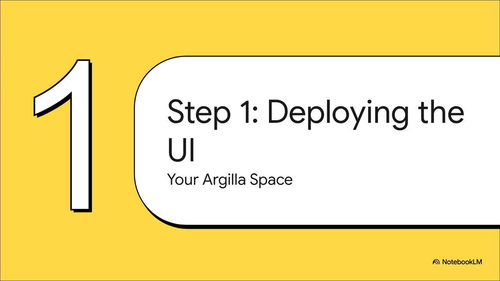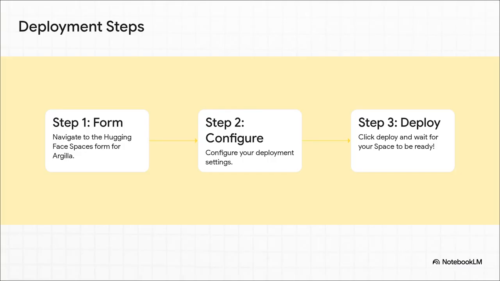Okay, step one. First things first, our Argilla instance needs a home, a place to live. And honestly, the easiest way to do this is to deploy it as a space on Hugging Face. Think of this as your command center, your central hub for everything we're about to do. The process here is super straightforward. You just pop over to a form on Hugging Face, fill out some basic settings, like what you want to name your space, if it should be public or private, and then you just click deploy. After that, Hugging Face takes care of all the heavy lifting for you.